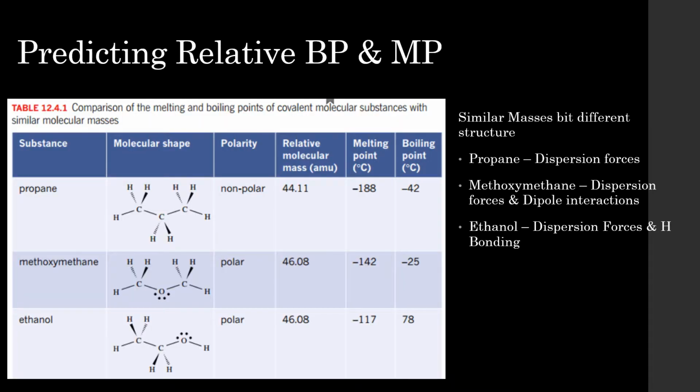Now let's have a look at melting and boiling points as well. We've got 3 molecules here. We've got propane, methoxymethane, and ethanol. Now they all have pretty similar relative molecular mass, or molar mass, but their melting and boiling points are a little bit different. So let's think about why that is the case.